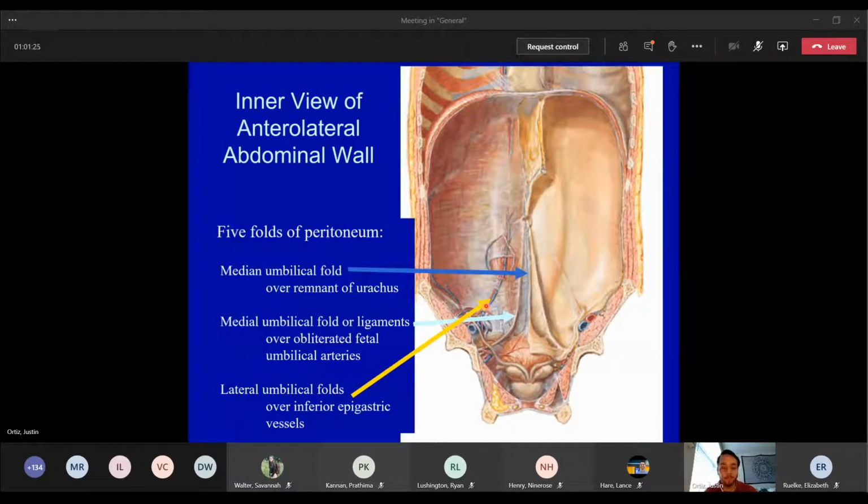And then we have the lateral umbilical folds, which will be over the inferior epigastric vessels, right? Those are going to be super important when we talk about the inguinal triangle, direct hernias, indirect hernias. Those are going to be super, super important when we talk about those. But again, note these folds. There are technically 5 of them because there's 1 median, 2 medial, and then obviously 2 lateral, right?